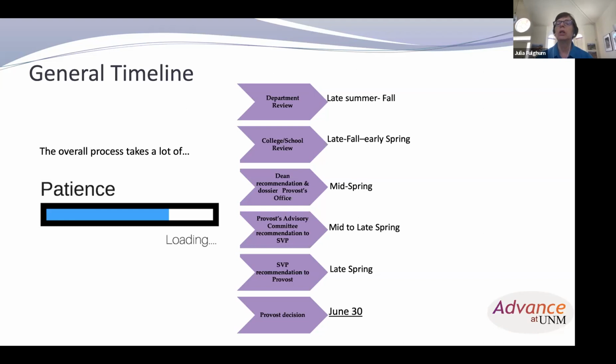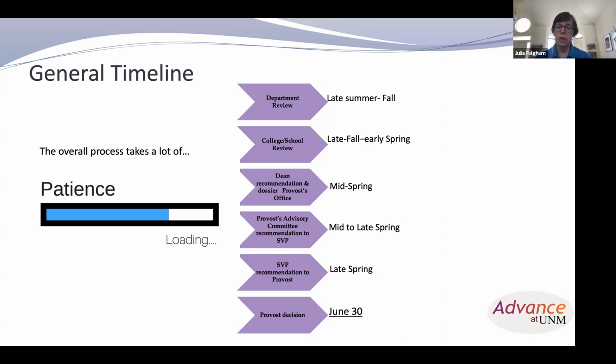The department votes and chair's evaluation are due to the college or school leadership sometime between late fall and early spring. This varies depending on the size of the college and school, earlier in arts and sciences than in some of the smaller schools. The dean's recommendation, which is based on the college and school level promotion and tenure committee, and the dean's evaluation goes to the provost office in the middle of next spring semester.